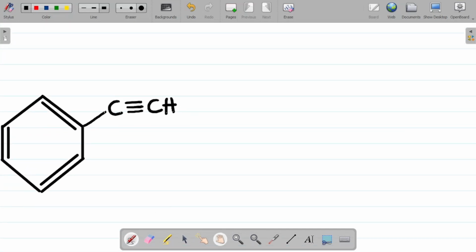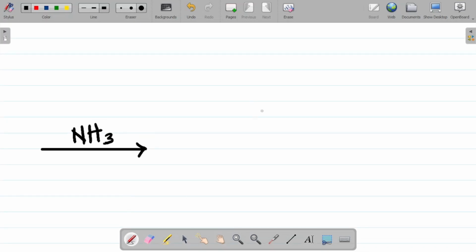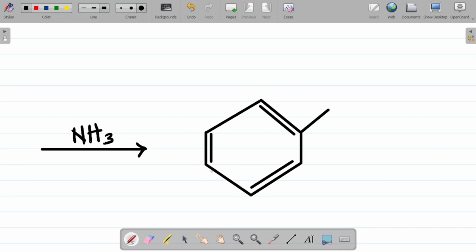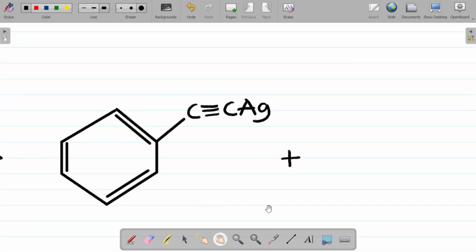So when they combine, what do we get? By the way, for this reaction you would need ammonia as a catalyst and also as an oxidizing agent. So what's our product? Our product would look like this: C triple bonded to this, plus ammonium nitrate, NH4NO3. Basically this is what my reaction would look like.